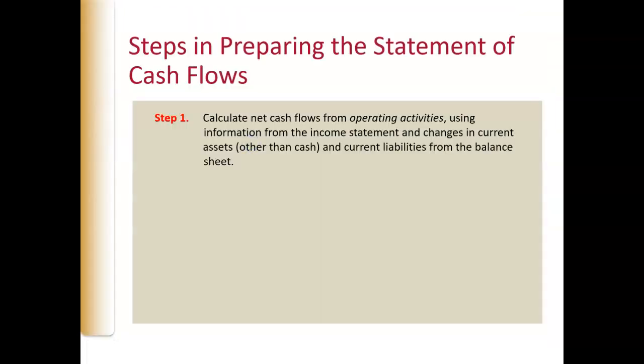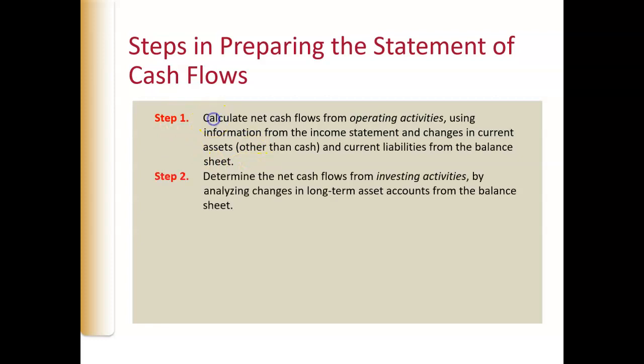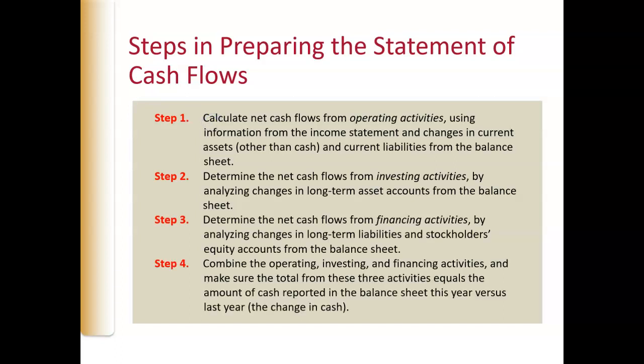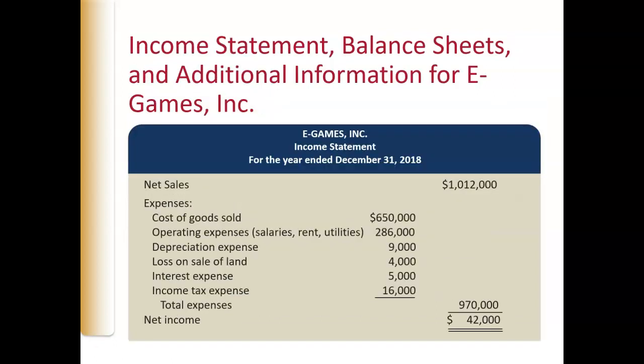So, in preparing the statement of cash flows, we're going to first start by looking at net cash flows from operating activities. Then we're going to look at investing activities. Then we're going to look at financing activities. We're going to combine them. And from what we started the year with, plus the changes in cash flows for the year, should equal the ending cash balance on the balance sheet.